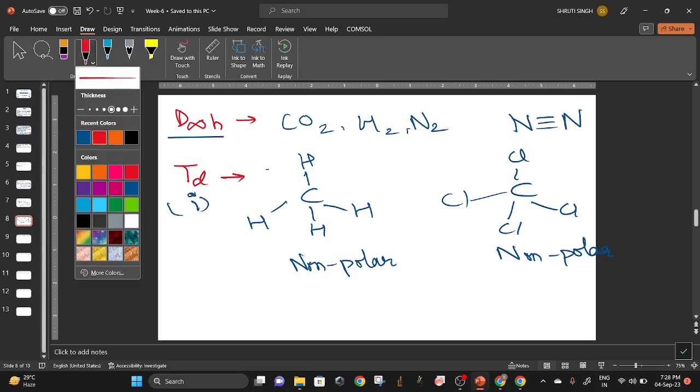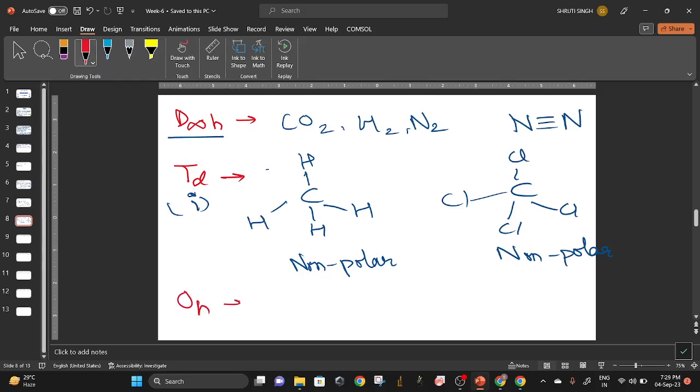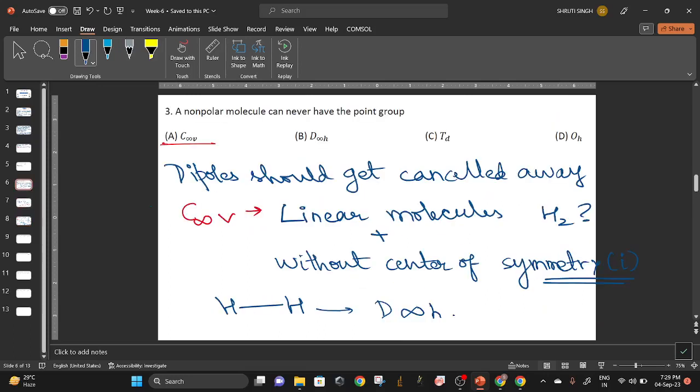So a non-polar molecule can have tetrahedral, and similarly it goes with octahedral, because center of inversion is present, so a non-polar molecule can have octahedral point group as well. Like this, if all the groups are same, this one is also non-polar. So the correct answer is the first one itself, C infinity v.